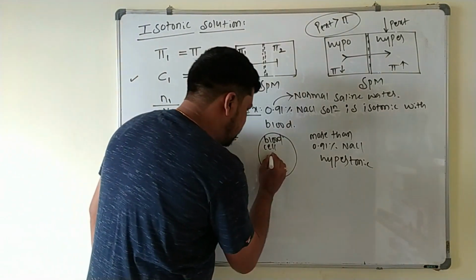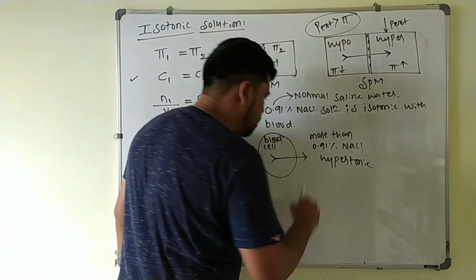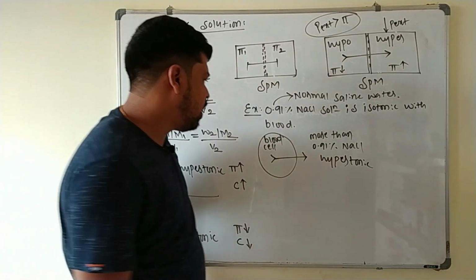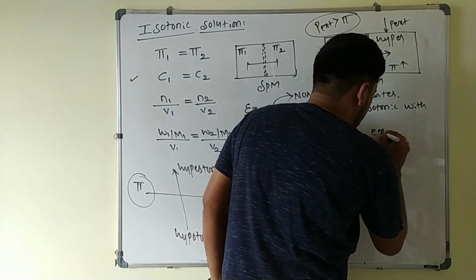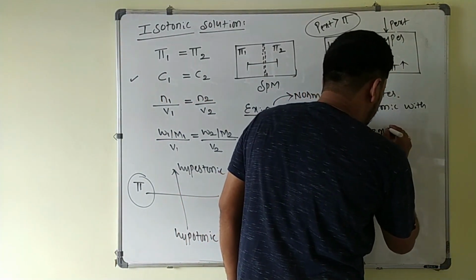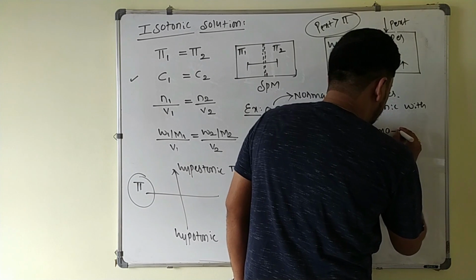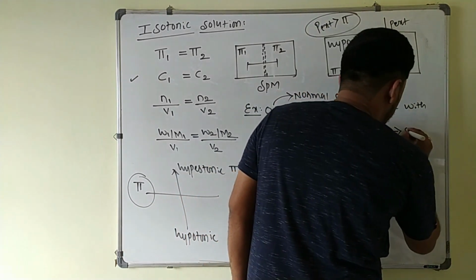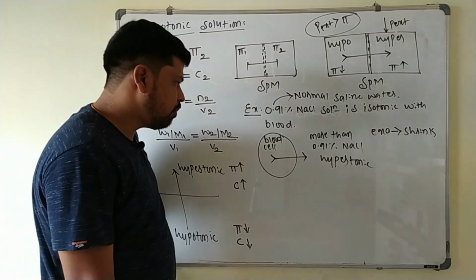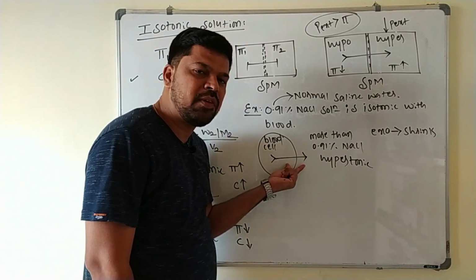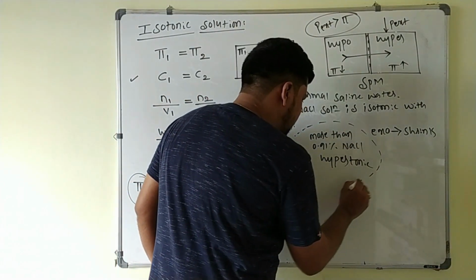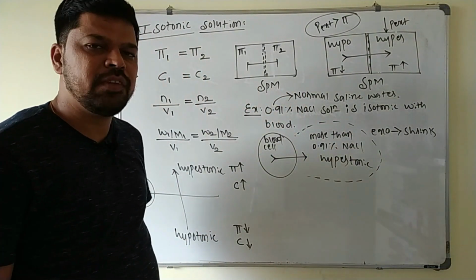Then what happens? The movement of solvent molecules takes place out of the blood cell here. Whenever the movement of solvent molecule takes place out of the blood cell, it is called exoosmosis. Exo means the water molecules are moving out of the blood cell here. Whenever exoosmosis takes place, the blood cells will shrink here, because always the movement of solvent molecule takes place from lower concentration to the higher concentration. Here the concentration is higher outside the blood cell. That's why water molecules are moving out of the blood cell.